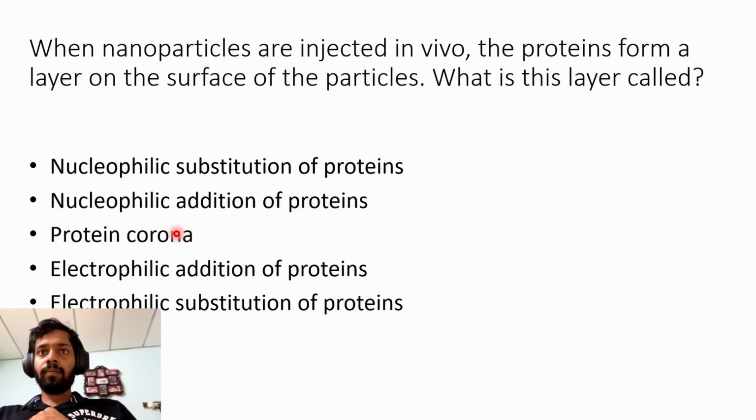Perfect. Okay. So the next question reads: when nanoparticles are injected in vivo, the proteins form a layer on the surface of the particles. What is this layer called? Is it nucleophilic substitution of proteins? Nucleophilic addition of proteins? Protein corona? Electrophilic addition of proteins or electrophilic substitution of proteins? Protein corona. Perfect. Yeah, it's called a protein corona.